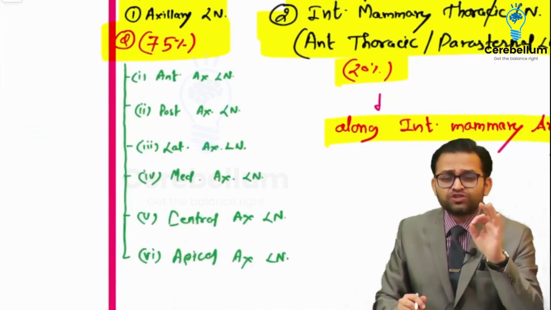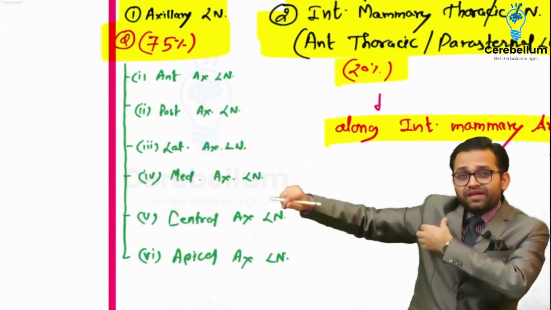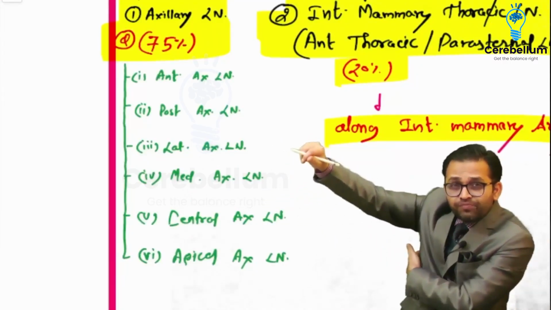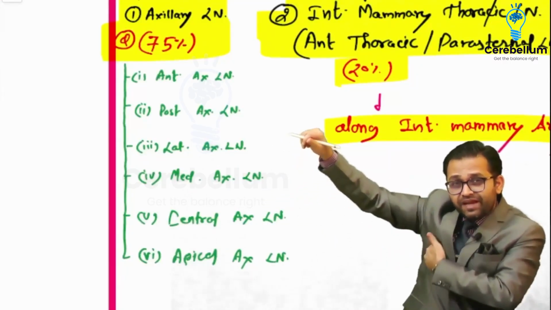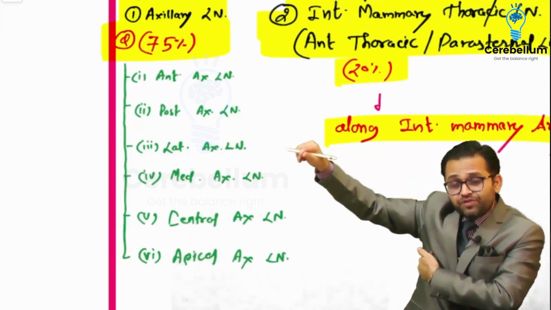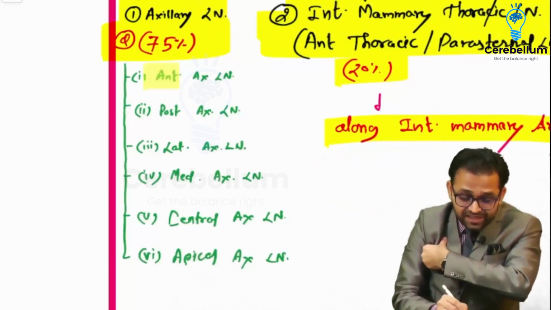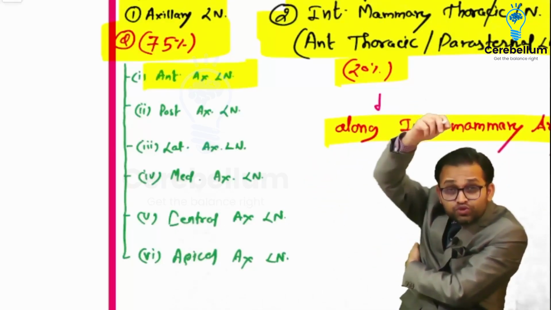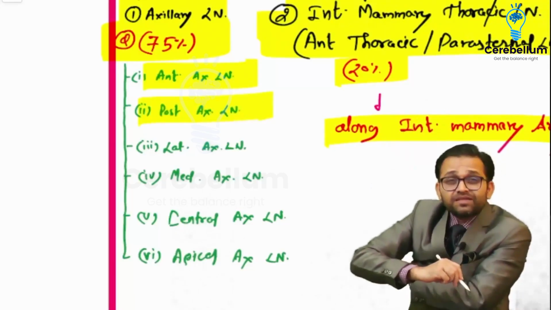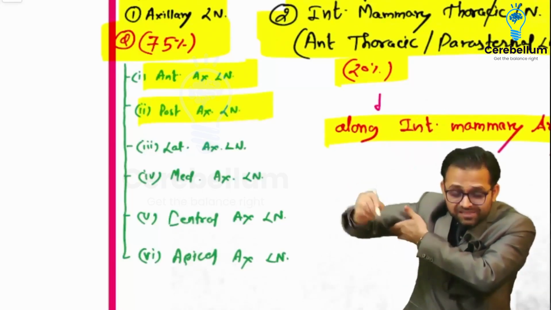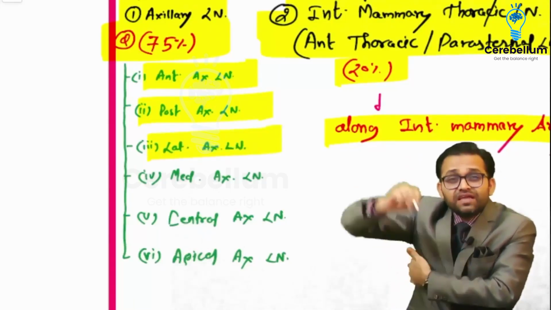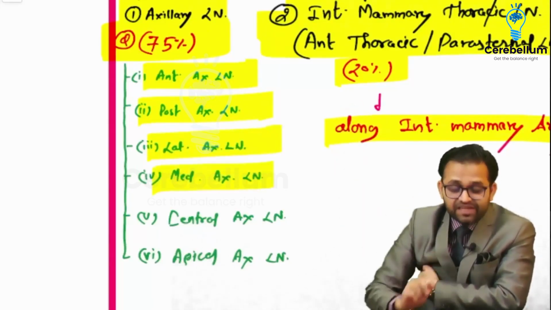I will teach you the boundaries of the axilla, the armpit: anterior wall, posterior wall, lateral side humerus, and medial side chest wall. Along each wall there is a lymph node. So the anterior axillary lymph node, then posterior axillary lymph node, then the lateral axillary lymph node, then the medial axillary lymph node.